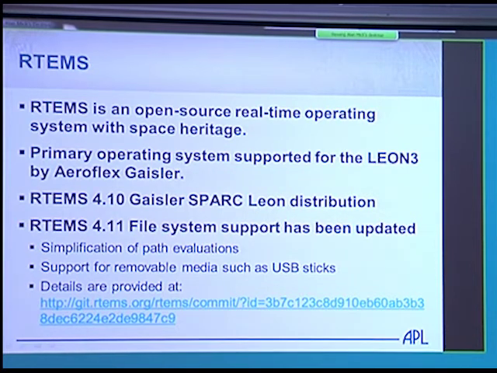But RTEMS 4.11, the file system support has been updated and changed. This presentation will cover 4.10. Haven't really looked into 4.11 because we're really focused on the Geisler Spark Leon implementation. However, there is a little git command there that you can use over the web if you can type that many numbers. I can't, but if you're patient, you can get there, and that gives a fairly good summary of exactly what is in the 4.11 release regarding the changes to the file system.